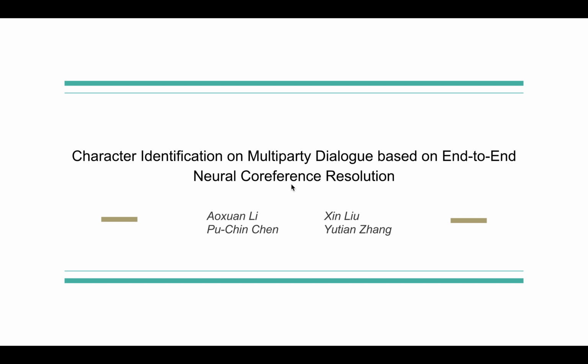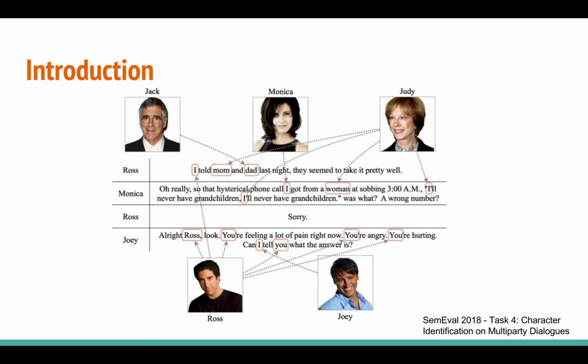Hello everyone. Today I'm going to talk about our topic, character identification on multi-party dialogue based on end-to-end neural coreference resolution. This task was proposed from Semantic Evaluation 2018. In this task, we want to identify the actual characters in the TV show transcripts from multi-party dialogues.